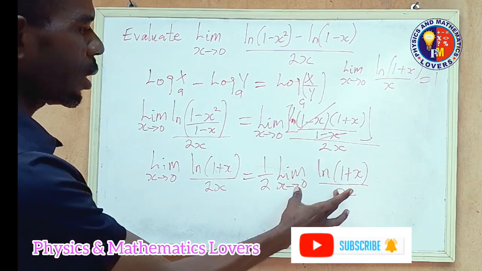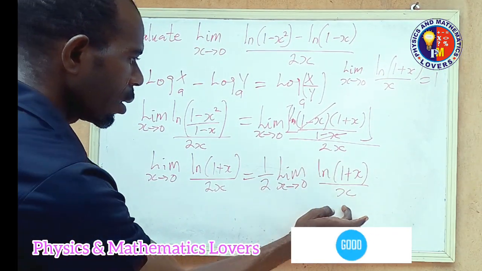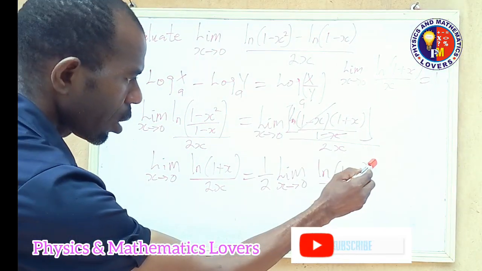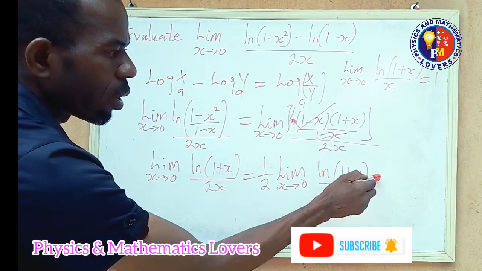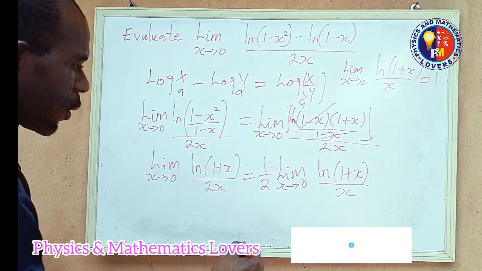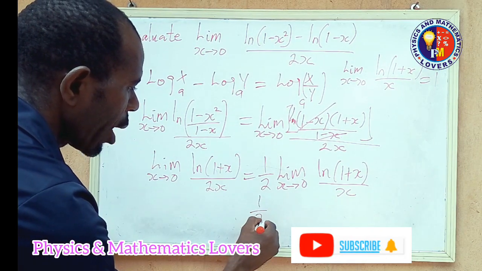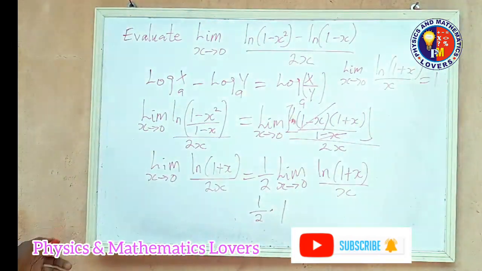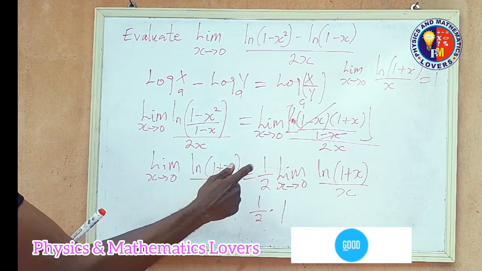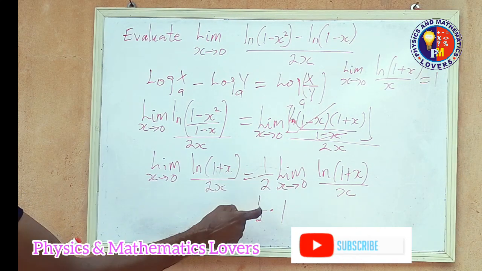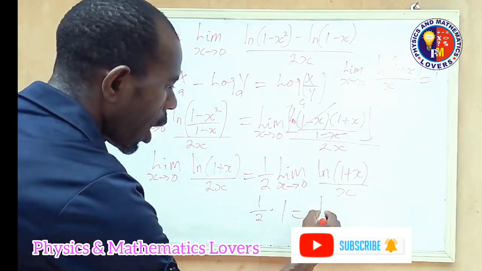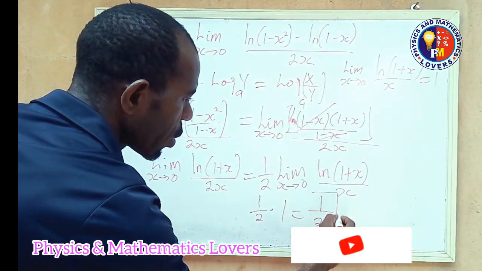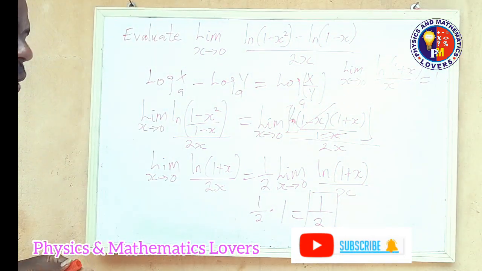So that means evaluating the whole of this now is going to give me 1. The limit of ln(1 plus x) over x is 1. Therefore, we have 1 over 2 times 1. This 1 over 2 is already outside, so 1 times 1 over 2 is equal to 1 over 2. That is the answer to this question.